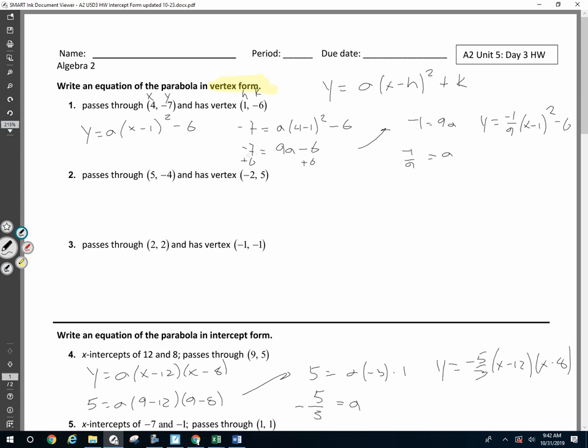Okay, let's do the next two. Whatever, let's just do one of them. Please, everybody, do number 2. You can skip number 3. You'll thank me later. And then we'll do the rest of the homework.